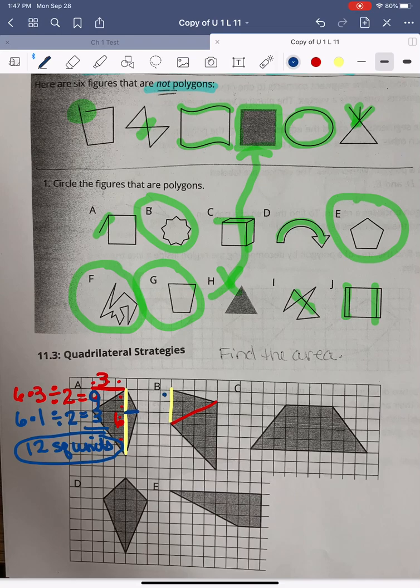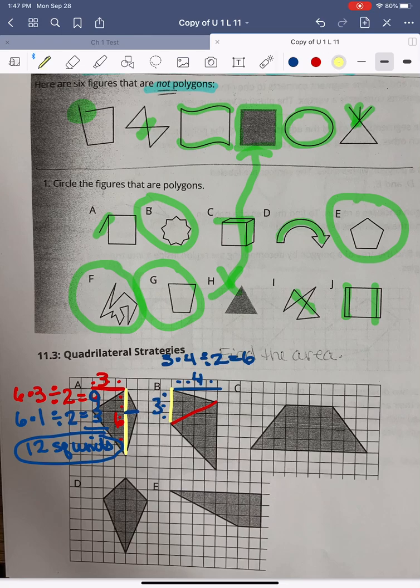So the base is 1, 2, 3. I'm going to use the height here, 1, 2, 3, 4. So I'll do 3 times 4 is 12, divided by 2 is 6. Then I'll do the other triangle that we formed.